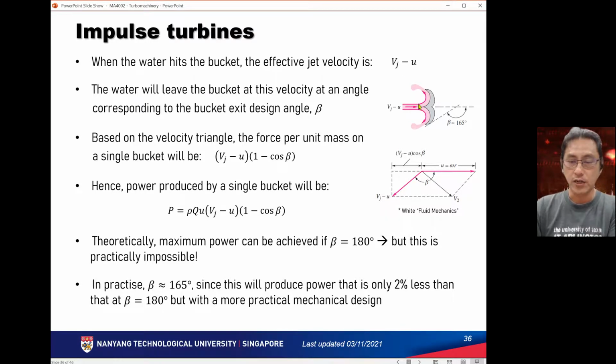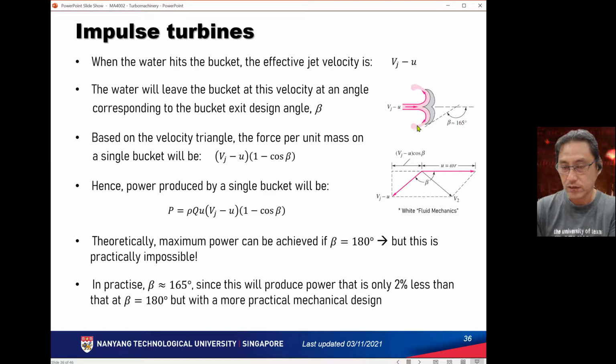Because of the design of this bucket, the water will actually leave the bucket at this velocity at an angle that corresponds to the bucket's exit design angle beta. So this angle over here is the angle made between the axis of the jet's direction and the curvy bit here.